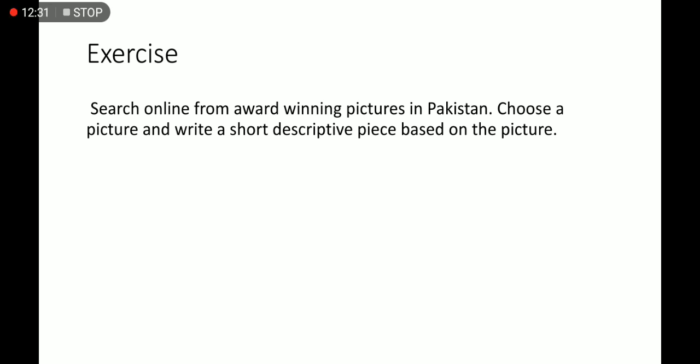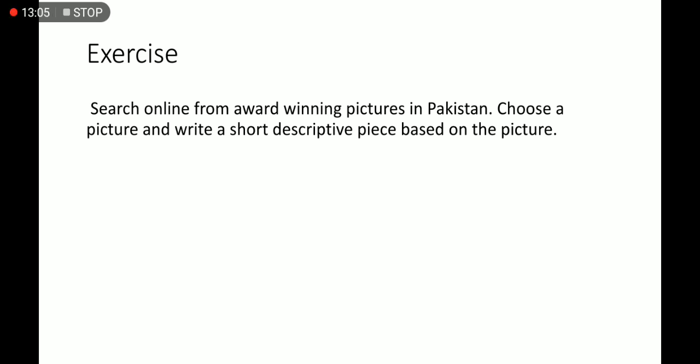So I've chosen an exercise for you, and the exercise is about searching an award-winning picture about Pakistan from Google, let's say, or any other search engine. And I would want you to choose any picture of your own liking, but I would suggest that you make it an award-winning picture. And once you've chosen your picture, I would want you to keep that picture in front of you and then write a few paragraphs trying to describe what you see in that picture.